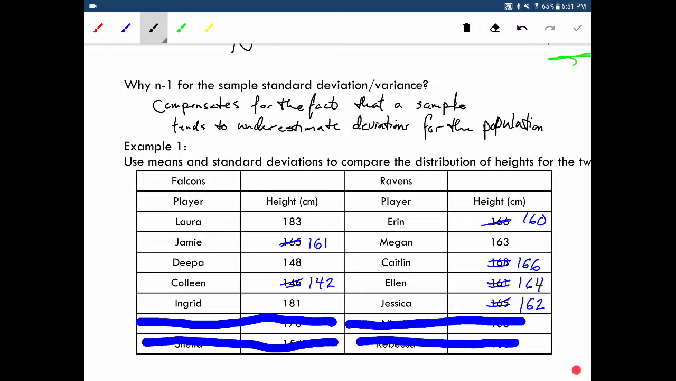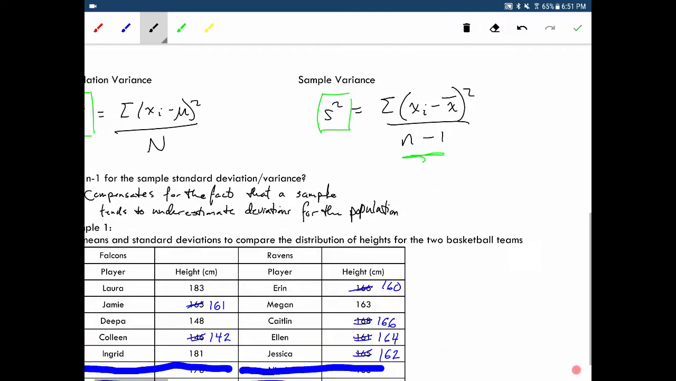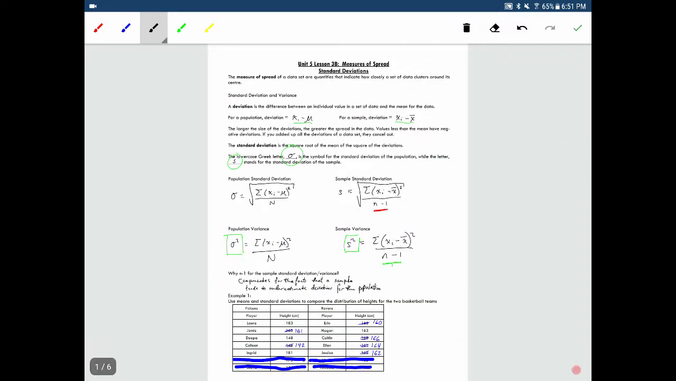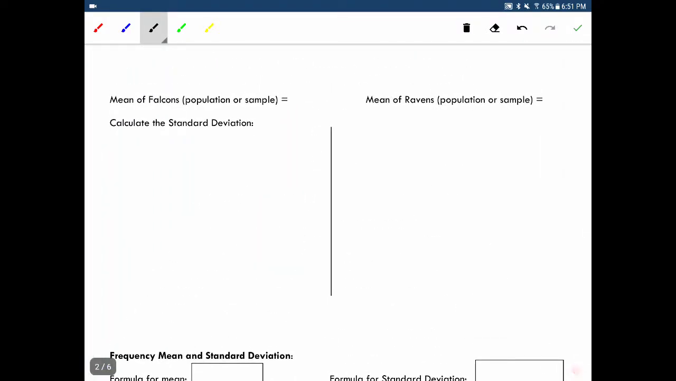So what we're going to do, let's see, where is it? Oh, it's on the next page, if I can get this thing to flip pages. There we go. All right. So the first thing you have to do is find the mean.